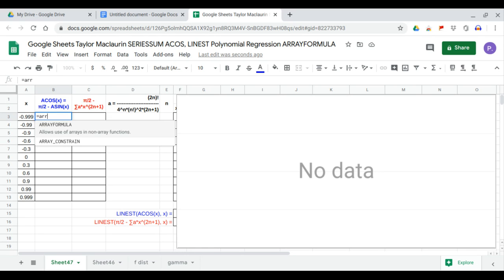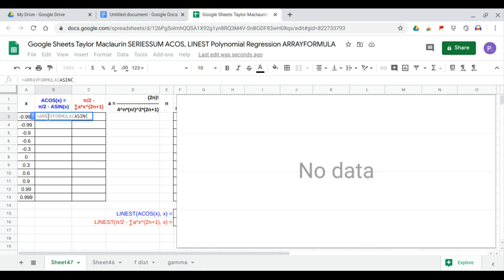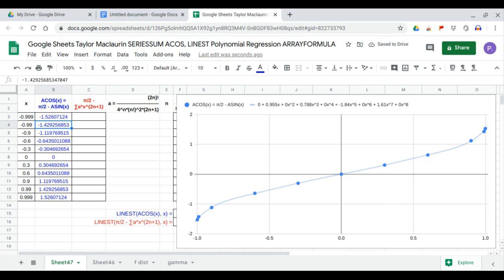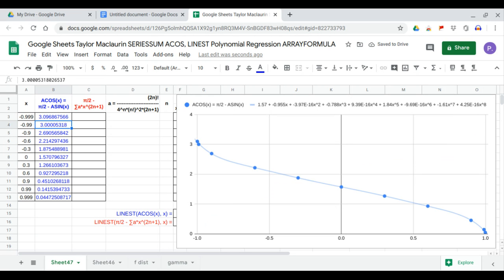So array formula, inverse sine of the x values. And we factor in pi over 2. So this is minus. Subtract this from pi over 2. So this is the trend line of the inverse cosine from negative 0.99 to positive 0.99 values of x.